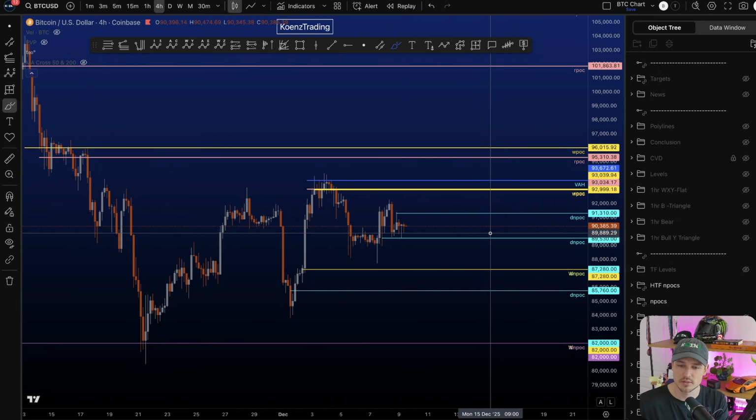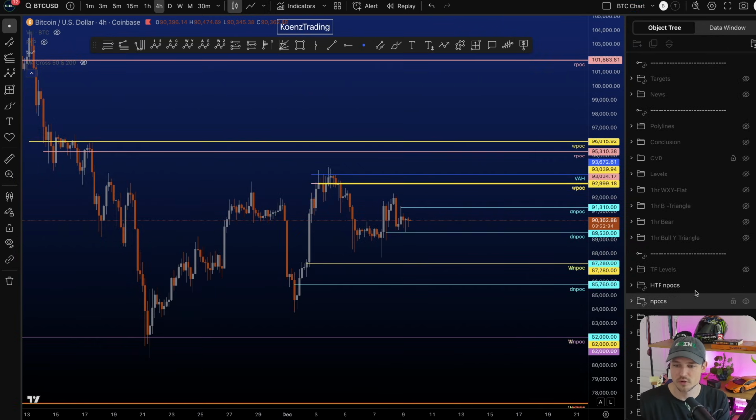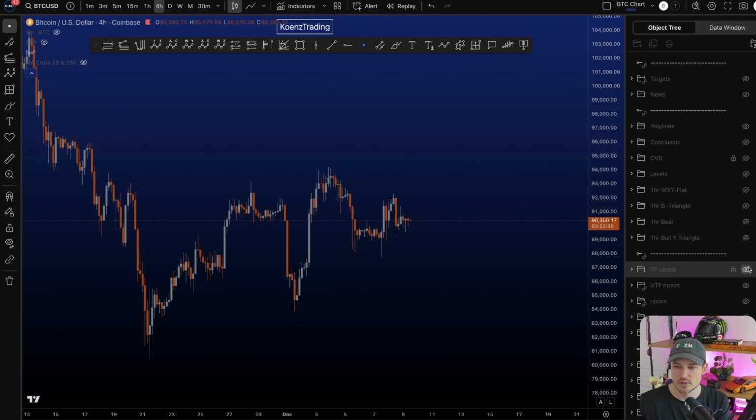95, 96 is still not touched locally. You can see a bit of support, a bit of resistance, right? There's a couple of things going on, which is nice because those are going to be areas of interest, which I'll show in a second.